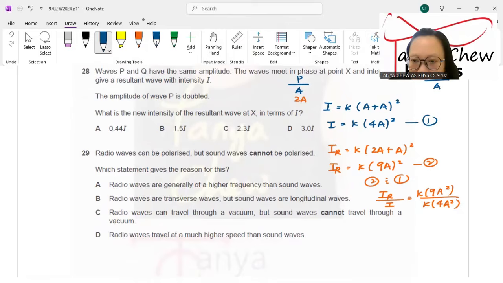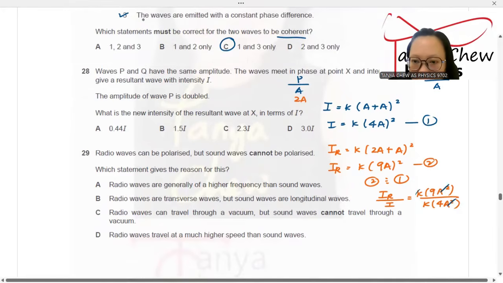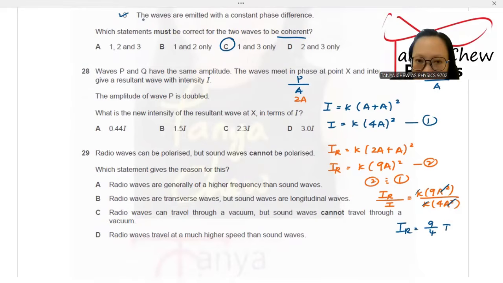Cancel whatever I can cancel. A squared, K and K. 9 over 4, which is equal to 2.3 I. The answer is C.